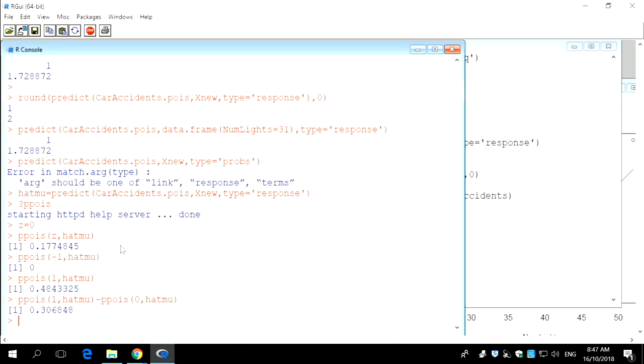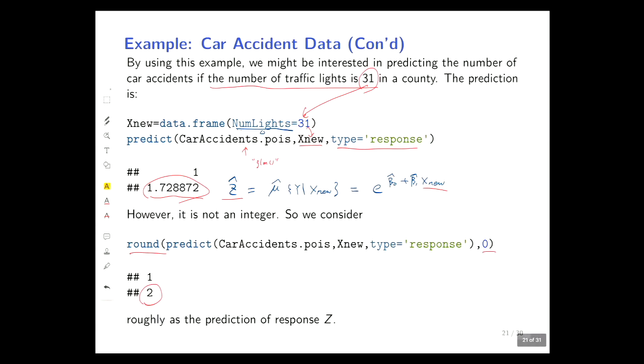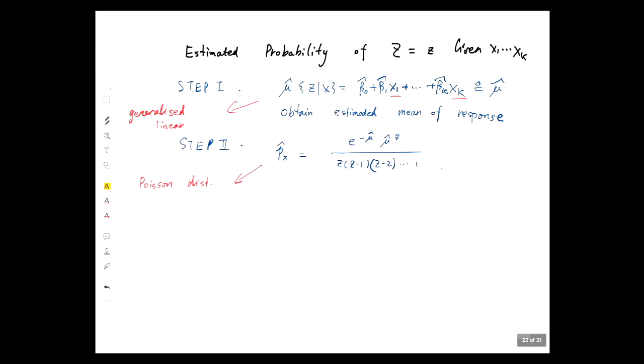Any more questions? Okay, so let's continue. I talked about something a little bit beyond the scope of this course, but I think it's fine. Earlier we computed the estimated mean of response z hat, and we can use this z hat, or call it mu hat, to compute the estimated probability. So this is the estimated probability of z.